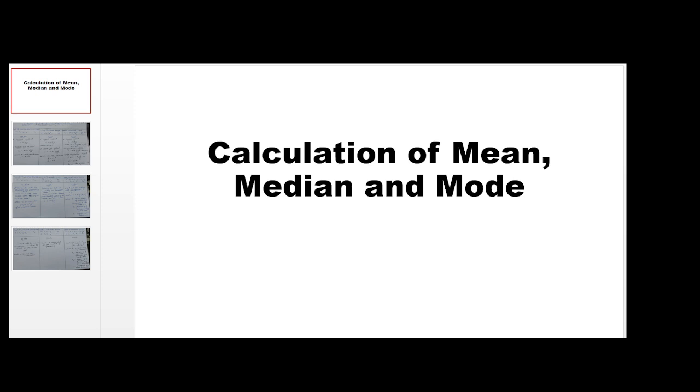So before proceeding to the calculation part, let me give you a chart which explains how to calculate these three different measures. Let us start with the calculation of mean. You can observe from the chart here, there are three different cases. Case number one is individual observation, case number two is discrete series, and case number three is continuous series. These three cases are common for calculating arithmetic mean, median as well as mode, but the way of calculating is different.